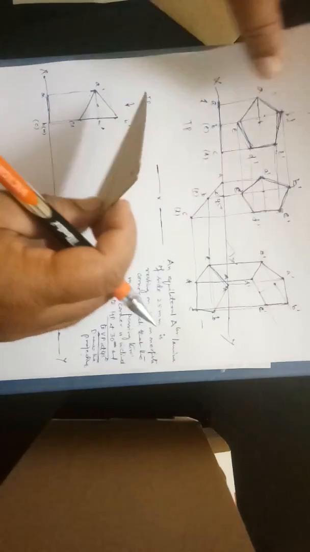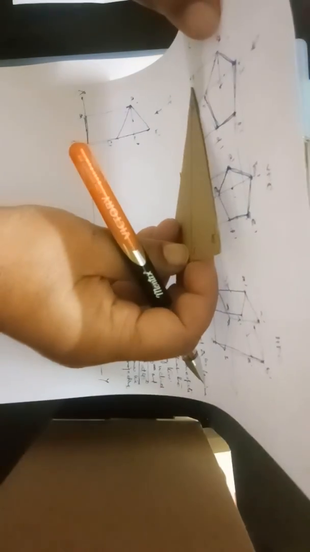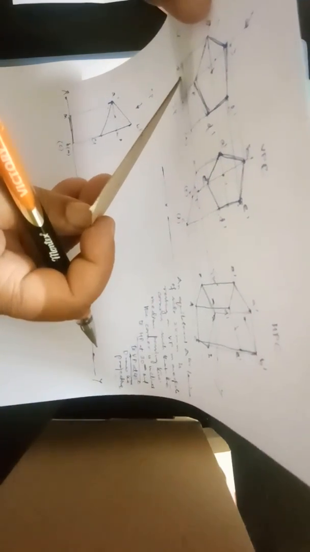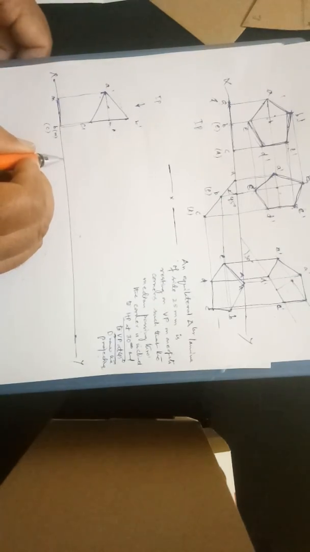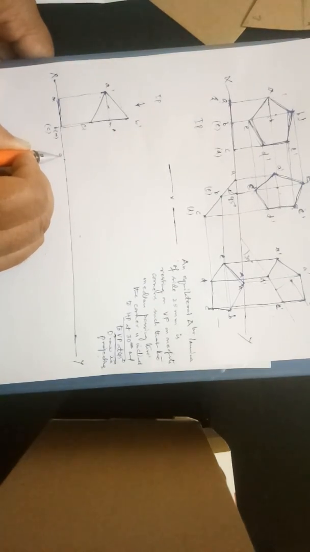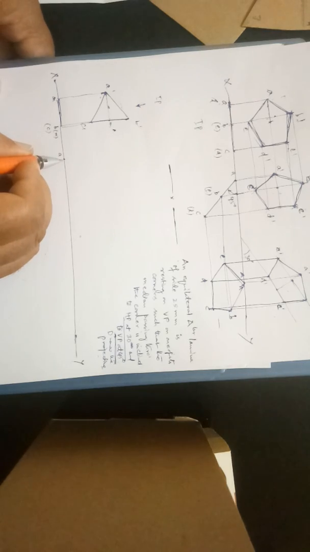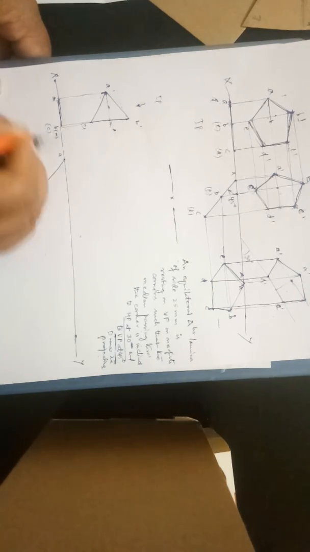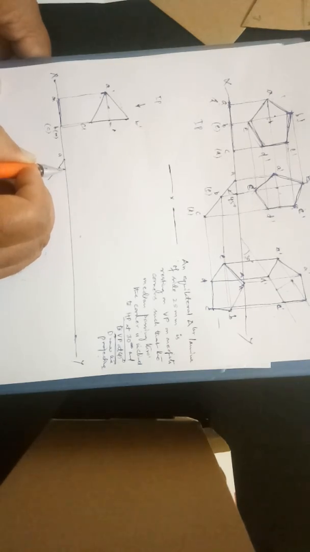So this will be seen only in the top view, correct? If you look from the top, you can see this will be the initial position and this will be the VP condition. So here in the top view, what happens to the line? The line gets inclined. So this is A. Draw a line inclined at 45 degrees to the XY line. So this inclination is 45 degrees.